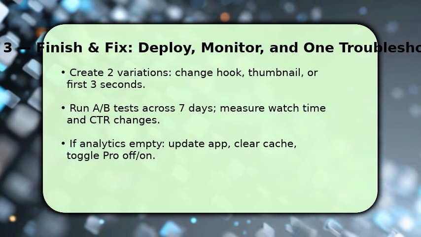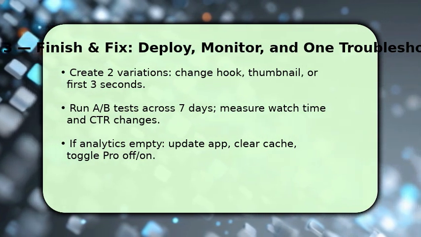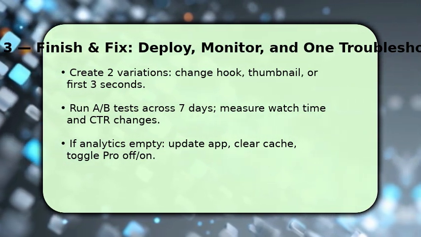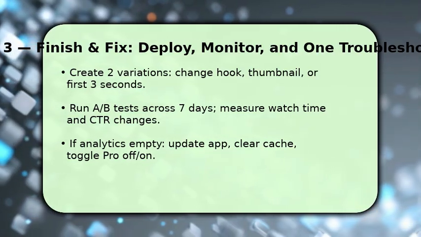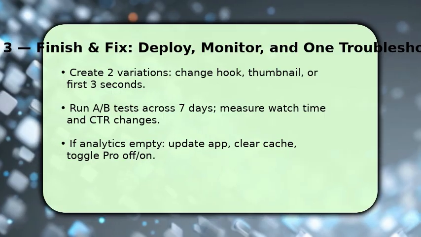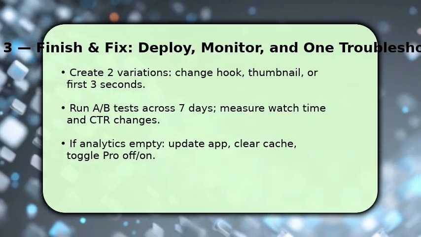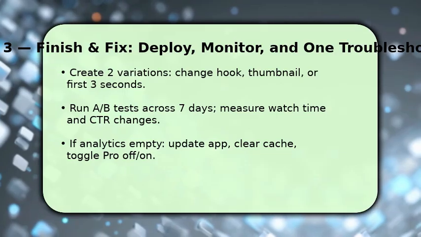Change the hook or thumbnail, then post 2 variations and track results over 7 days. Use metrics, average watch time, completion rate, and CTR to decide the winner and repeat the winning element across future posts. If analytics fail to show data, try obvious fixes.